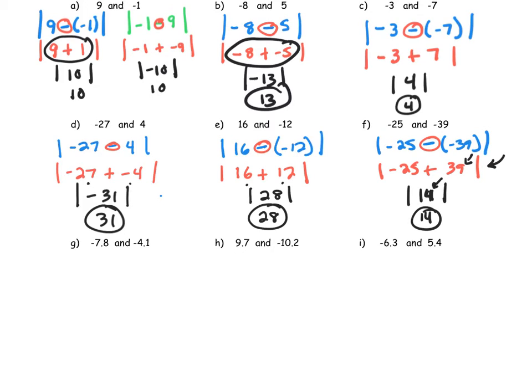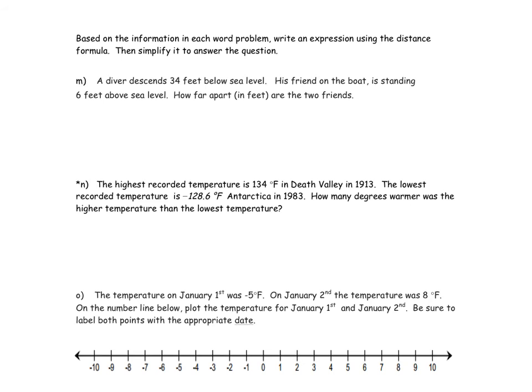So we're now going to skip G through L, and we're going to go to the back side of the paper and talk about some word problems. All right, it says, based on the information in each word problem, write an expression using the distance formula. Then simplify it to answer the question. And simplify just means find the answer. And we have to go through those series of steps.